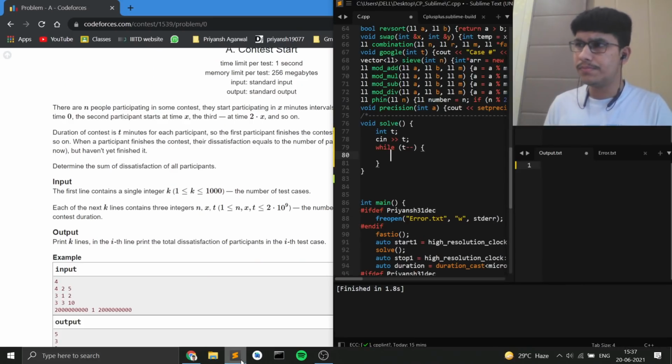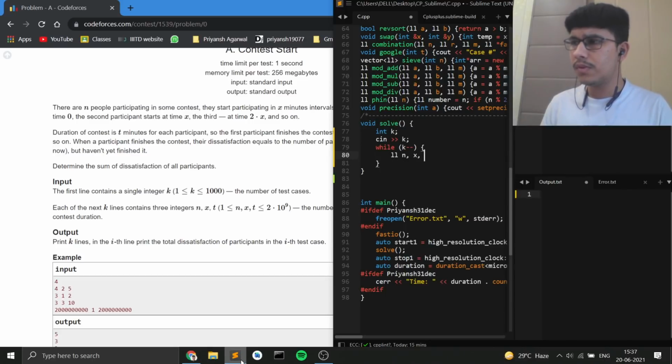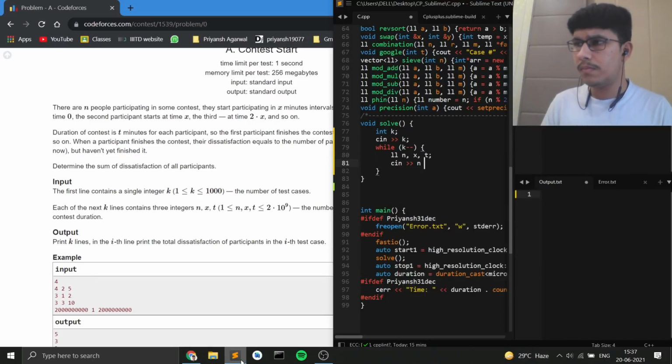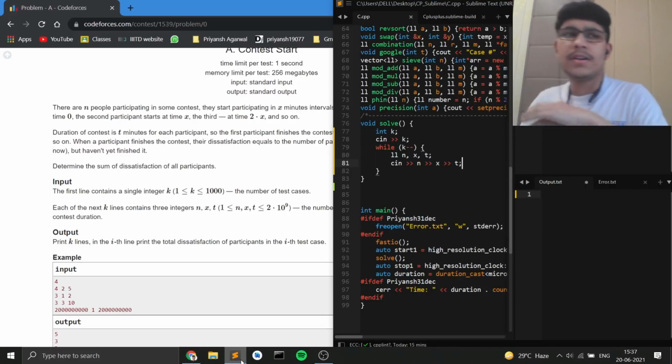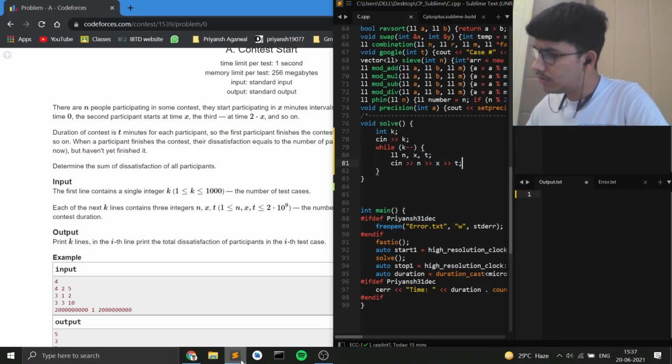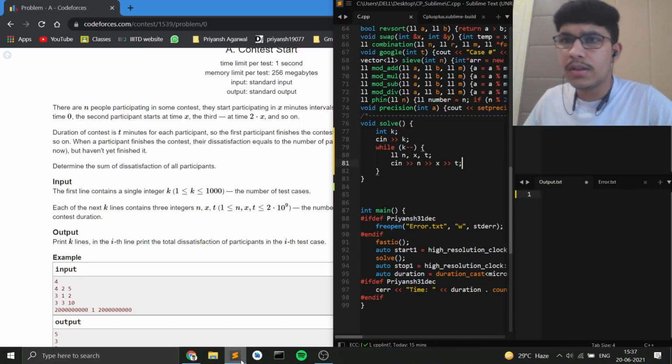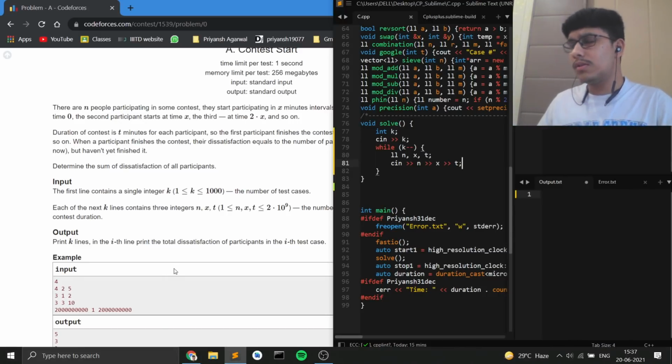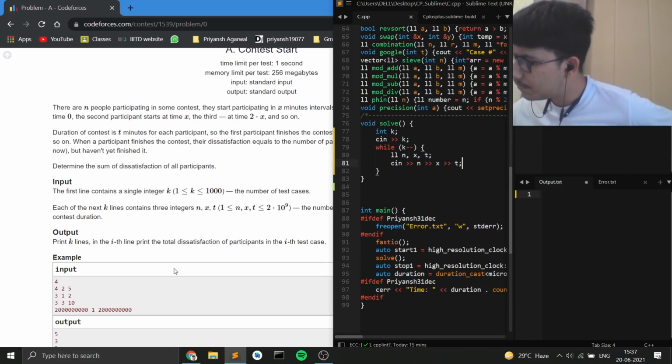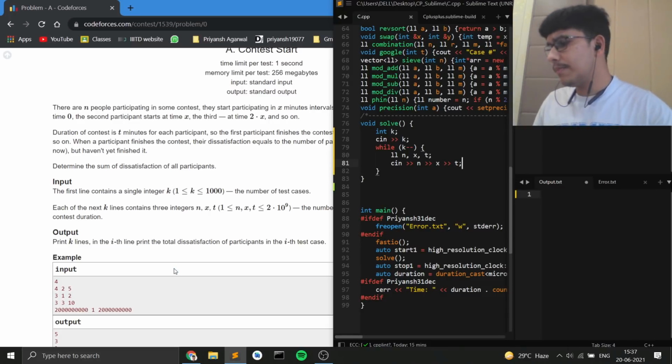Let's keep this k. So for every participant, we need to note down the number of participants that have started yet. So the first participant finishes at time t, and how many other participants have started? It is like x, 2x, and all of them, right?